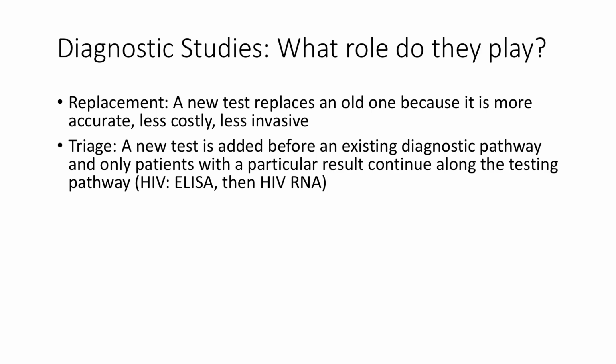Diagnostic test studies can also inform triage. In this case, a new test is added before an existing diagnostic pathway, and only patients with a particular result continue along that testing pathway. An example of this is HIV, where patients are first screened with an ELISA test, and if that is positive, then an HIV RNA test is performed to confirm the diagnosis.